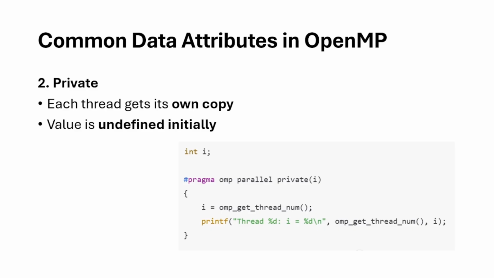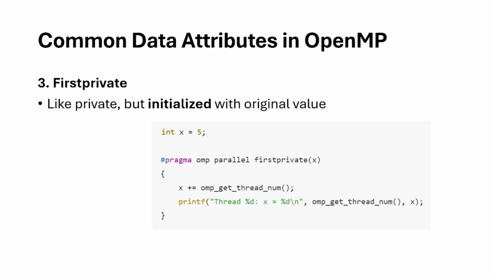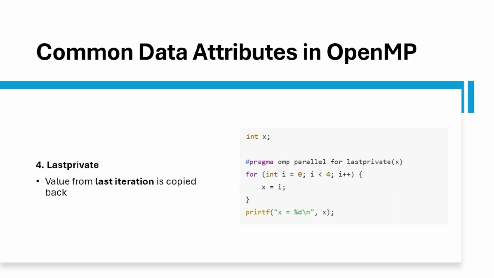The second attribute is private. Here each thread gets its own copy, and the value is undefined initially. Next is firstprivate, which is like private but initialized with the original value. Next, lastprivate. This is where the value from the last iteration is copied back.